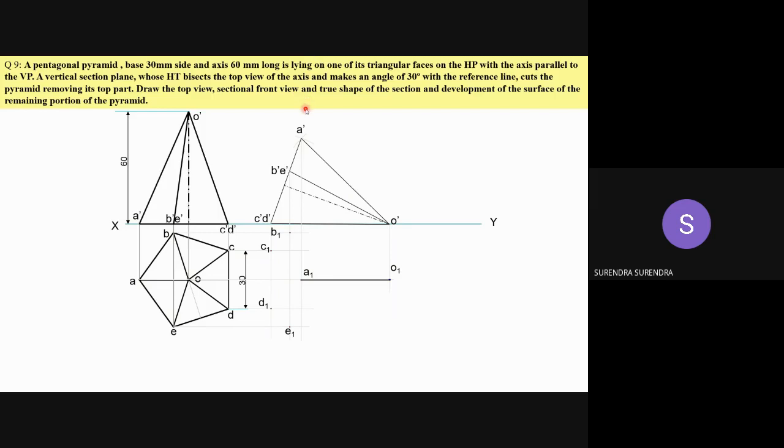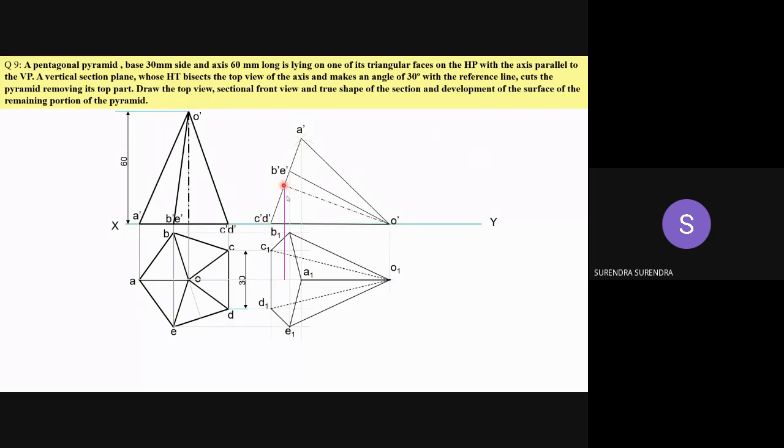Now, as we are seeing from top view, the complete base is visible. So join all the base edges with continuous lines, but C1 and D1 are hidden. So join C1 and D1 as dashed lines. We already did it in the same problem. I think we completed the projections of solids.